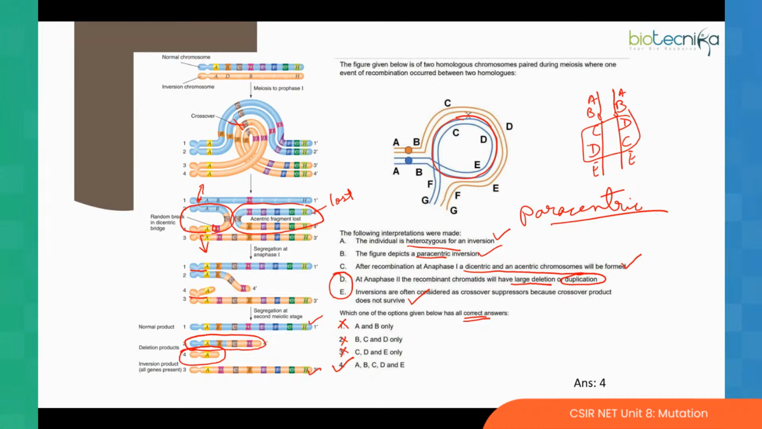But since we do not have any option like A, B, C, and E, if this was the option, then this would be the most probable answer. Because we don't have such an option, we have to go with option 4, which is A, B, C, D, and E. This kind of call you might also have to make during the exam. You have to choose the answer which is most correct, if this kind of situation comes.